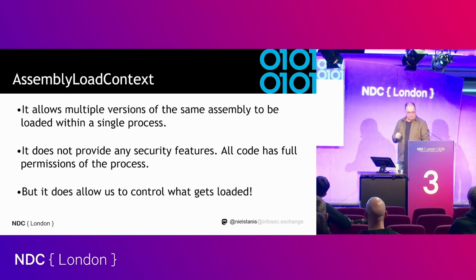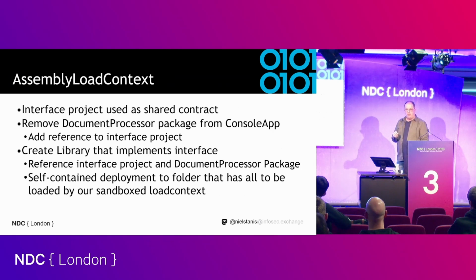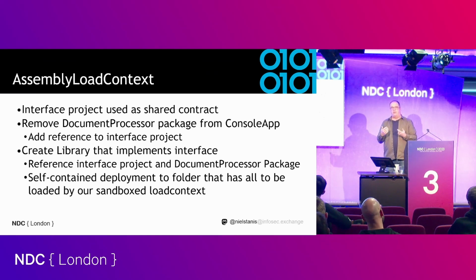So, if we look at the app we saw before, let's decide on what we're going to do. First, we need to make sure that we are able to sandbox the library itself, so we need an interface project that we will use to wrap around the sandboxed project, like the document processor. Then we're going to move it to a library. And that library will have the reference to the document processor, will have the implementation of the interface, and then we need to write something that will publish a self-contained version of that library.